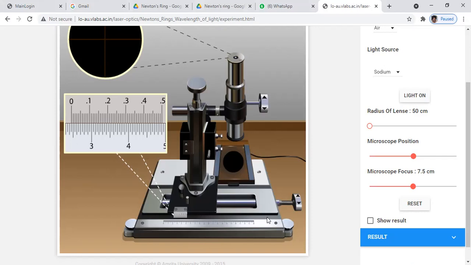Here, this is our main scale. This is our vernier scale, and this is our main scale. Is it clear?